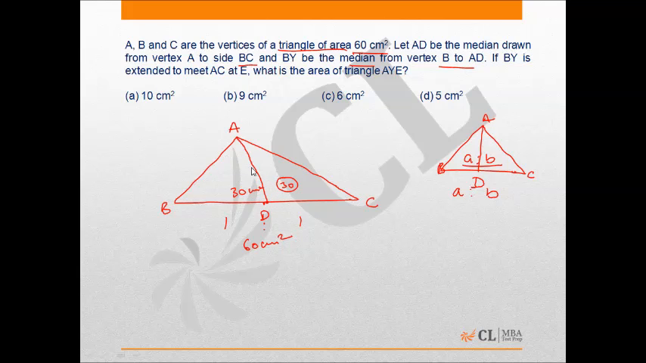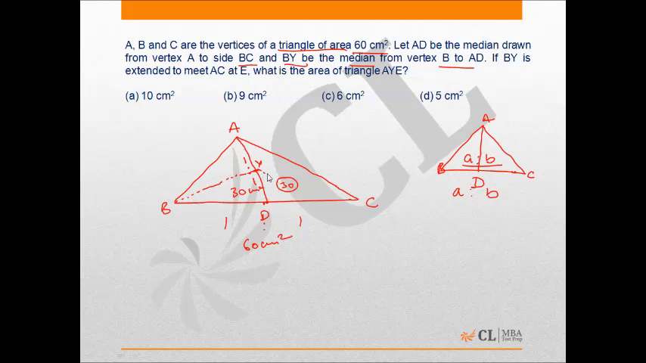Okay, there is another median BY from vertex B to AD. So let us take this as point Y and draw a median here also. Y divides AD into 1:1 again. So similarly the area of BYD is 15 and ABY is also 15. But we have no use of these areas.